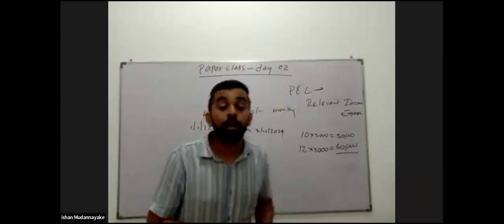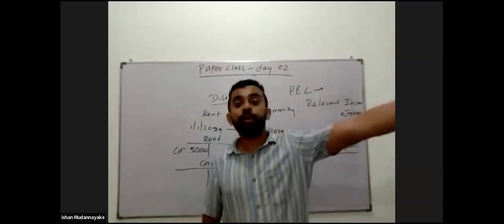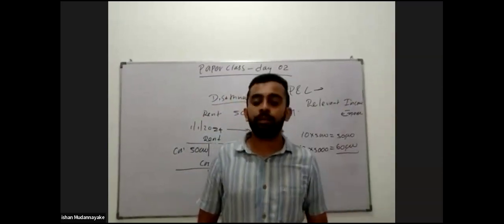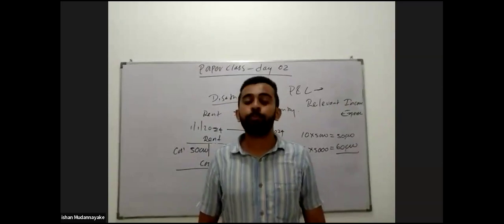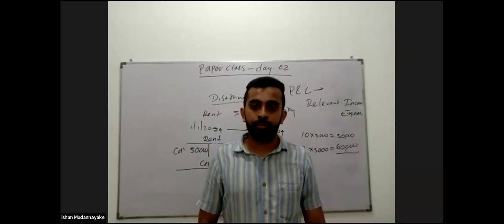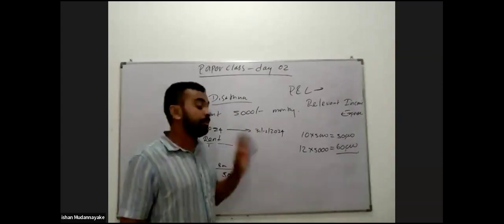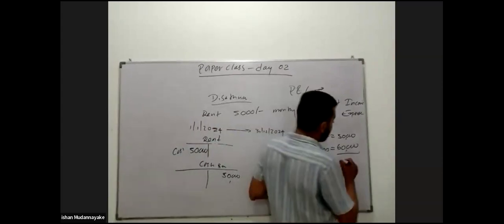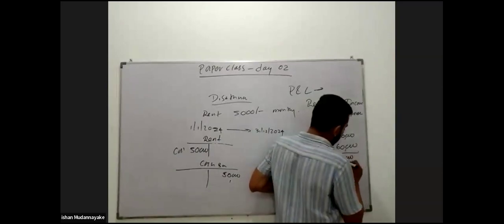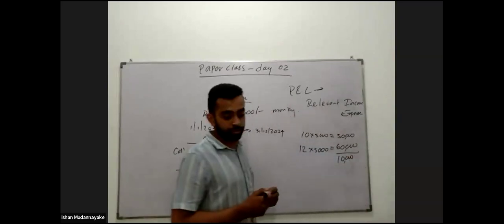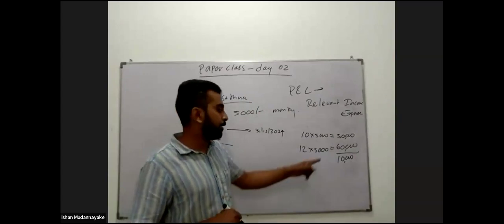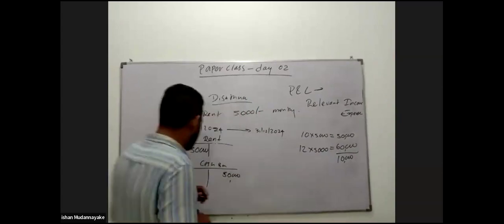It means another 10,000 is payable. The balance 10,000 you need to pay. That 10,000 is relevant for the current financial year, but you haven't paid it yet. You need to pay this 10,000 in future. Then how do we pass an entry for this 10,000?